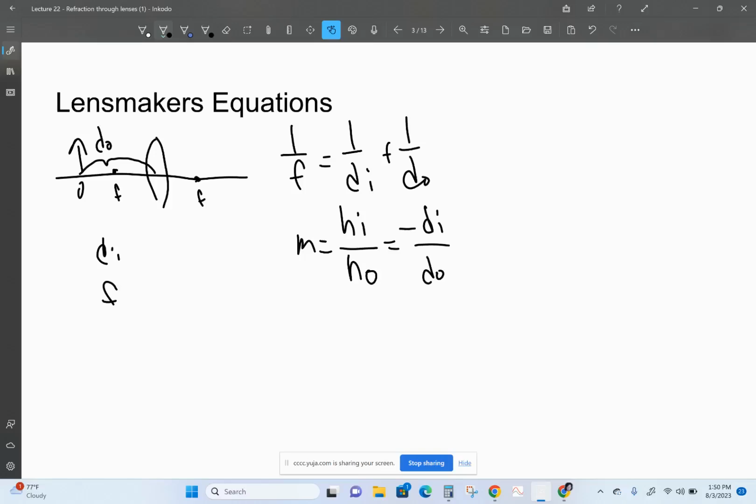So let's talk about converging lenses in our next video.